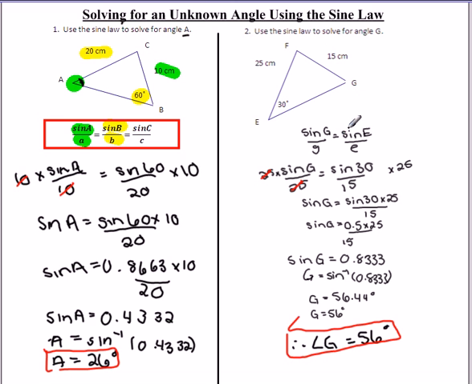What you see when you work through this problem in a very similar way that we worked through the other problem together, is that you get that angle G is 56 degrees.